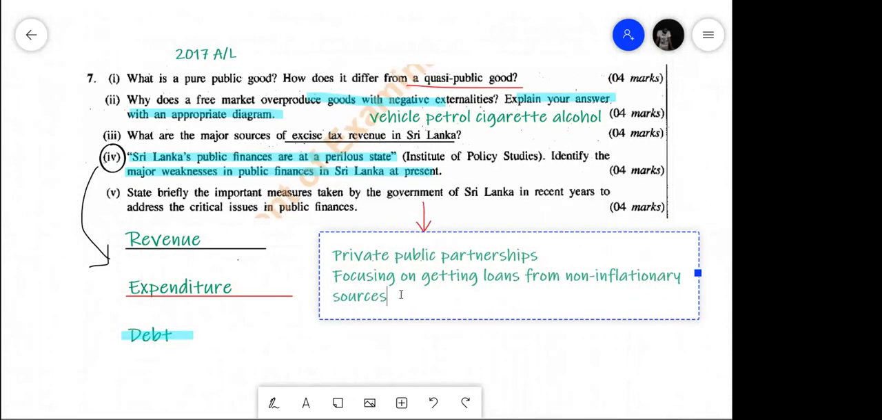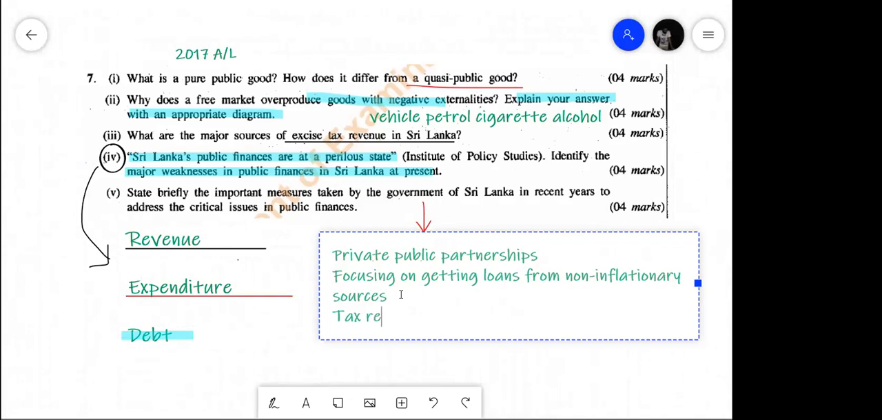So you can talk about the revenue side, guys. On the revenue side, there is a lot of restructuring that they have done. Tax restructuring, they have made a few different changes to the tax system. They have come up with better software and tried to make the tax collection process more efficient. So you can talk about those: tax restructuring and improving efficiency of the tax collection process. Here you can cook up answers.